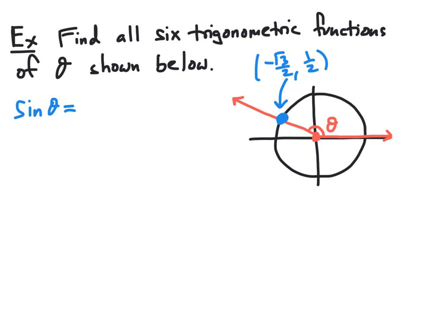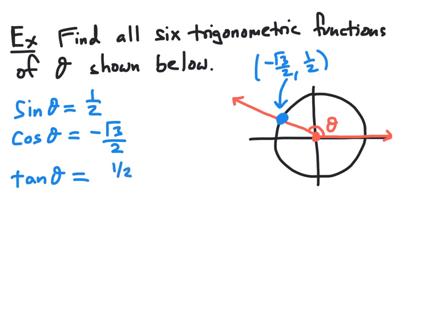We'll start with the sine and cosine of theta because those are the coordinates of this given point. The sine of theta will be the y coordinate of the point, and so sine of theta will be 1/2. The cosine of theta will be the x coordinate of that point, which will be negative square root of 3 over 2. These two are just the coordinates of the point of intersection. The remaining ones are found using the definitions that we just stated. For example, tangent of theta will be the sine divided by the cosine.